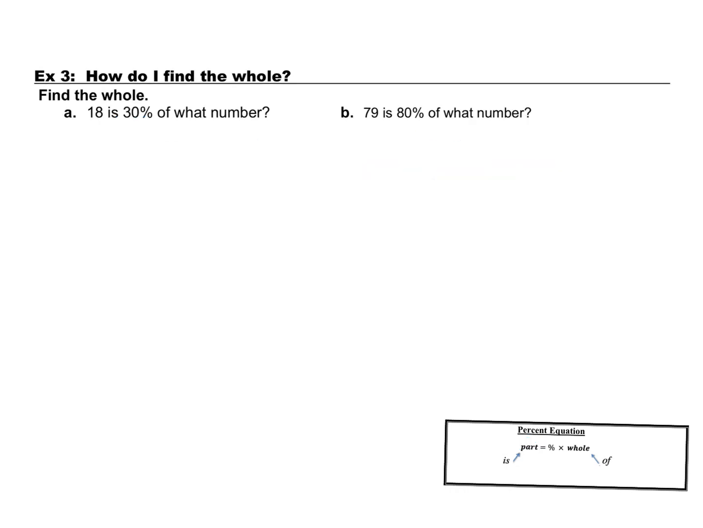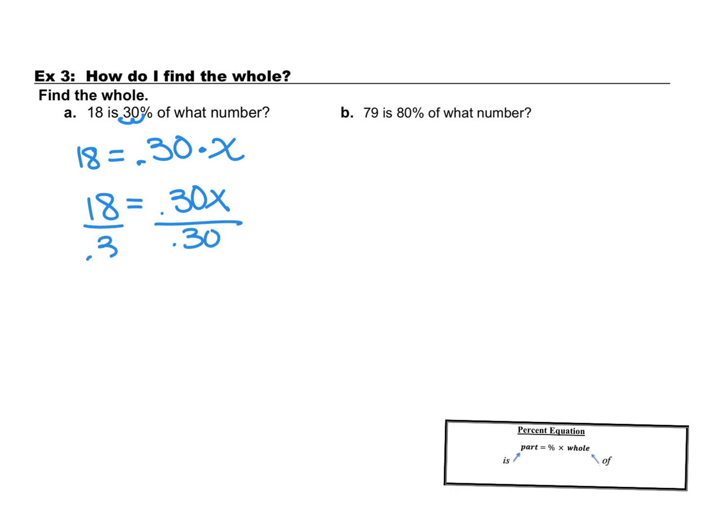Example number 3, how do I find the whole? All right, we have 18 is, and again, remember we have to turn this into a decimal, 0.30 of what number? And I don't know what that number is. So I'm going to rewrite this as 18 is equal to 0.30x, just another way of writing multiply. So we're going to divide by 0.30, and x is going to be equal to 60. So 18 is 30% of 60.